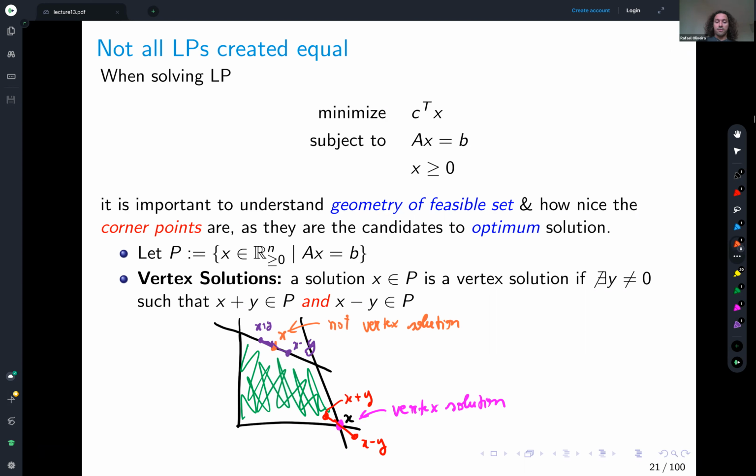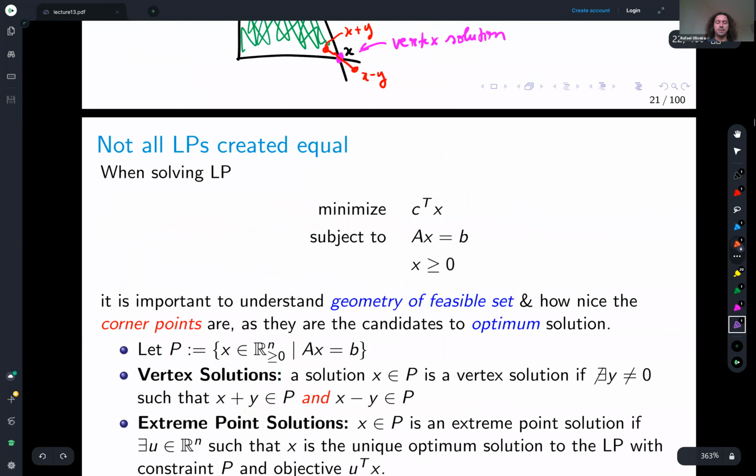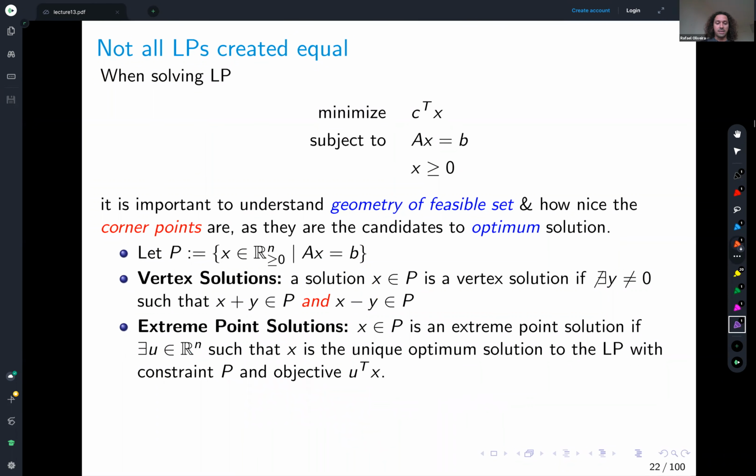Okay, so you can see how the vertex solution really captures the corner points. And there's another way to characterize them, since there are other types of corners. Another definition you could give is the extreme point solution. So x is an extreme point solution if there exists a direction u in R^n such that x is the unique optimum solution to the linear program with the constraint P and objective u transpose x.